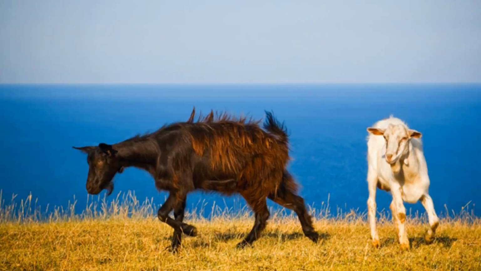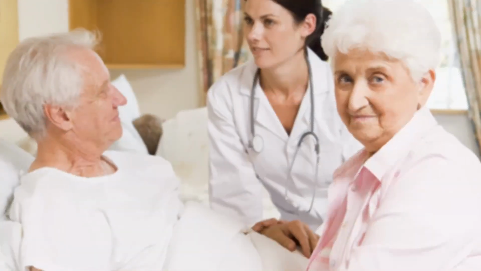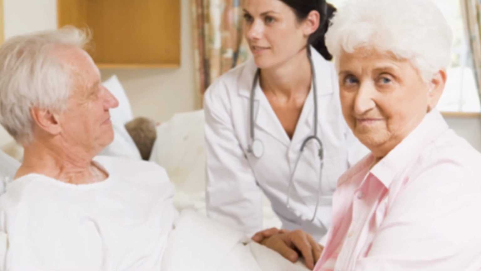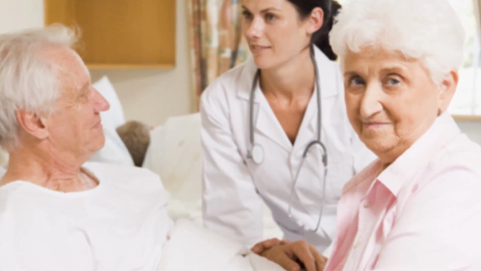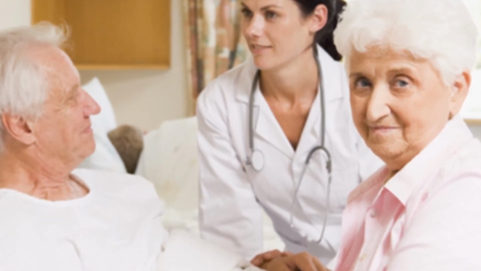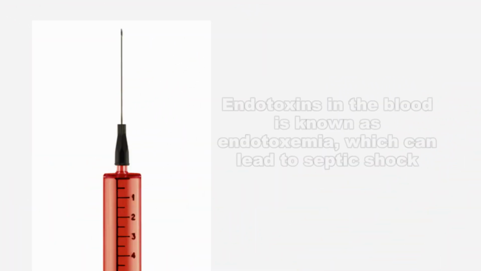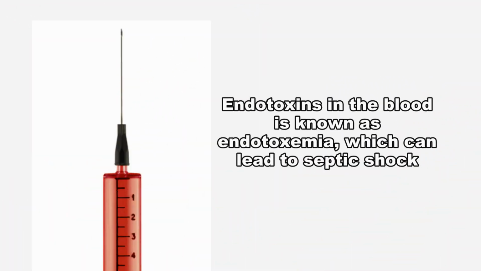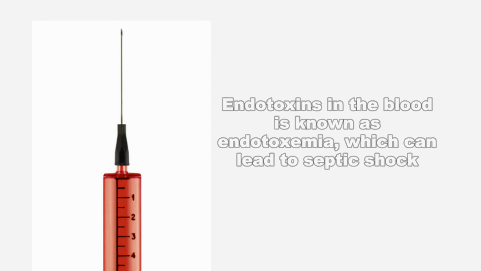All mammals can be affected by endotoxins. Severe reactions include fever, decreased blood pressure, inflammation, and coagulation in humans has been associated with exposure to these toxins. The presence of endotoxins in the blood is known as endotoxemia, which can lead to septic shock.